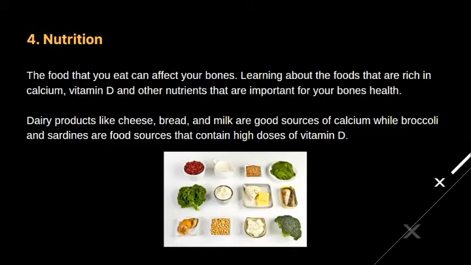Ayan. So, ano nga ba yung mga food na yun? Kasi since malaki pala yung factor, nakaka-apekto pala yung kinakain natin, then we need to know ano ba yung mga pagkain na yun na rich in calcium and vitamin D. So, we have few examples na nandito. Dairy products like cheese, bread, and milk are good sources of calcium, while broccoli and sardines are food sources that contain high doses of vitamin D. And so, ito yung mga pagkain.